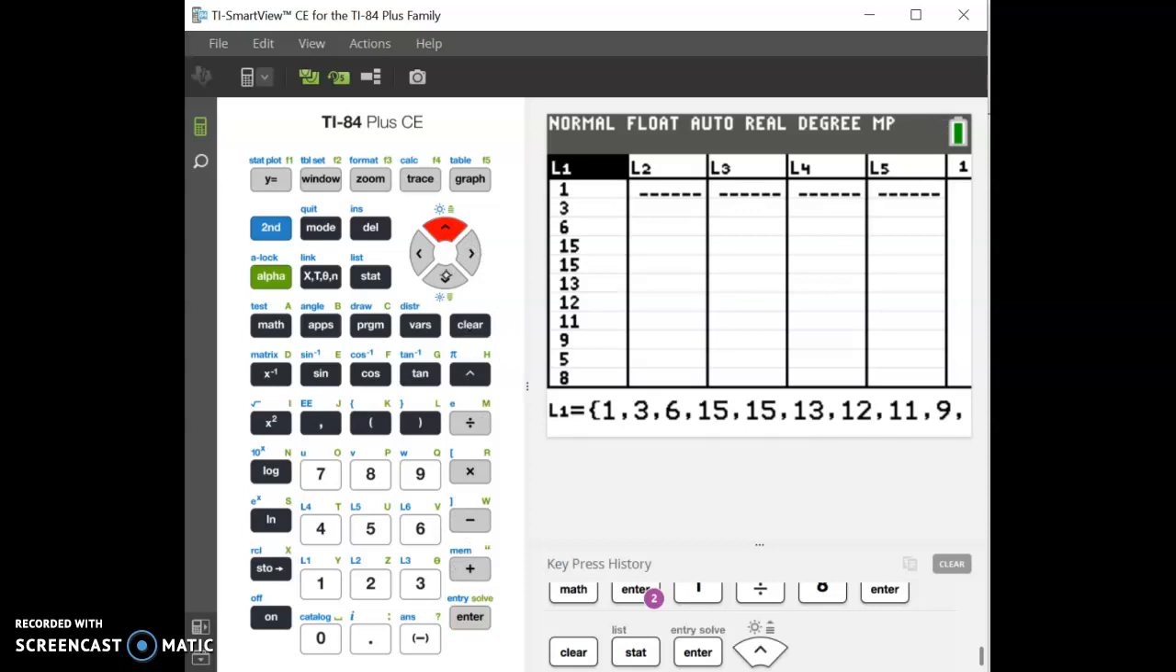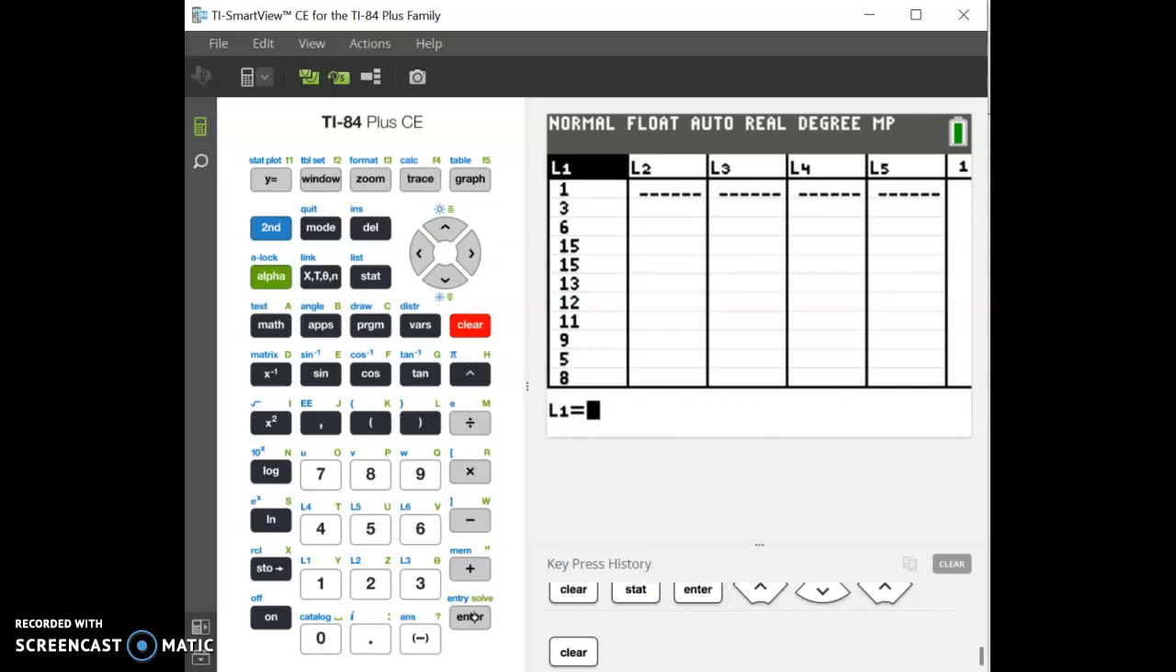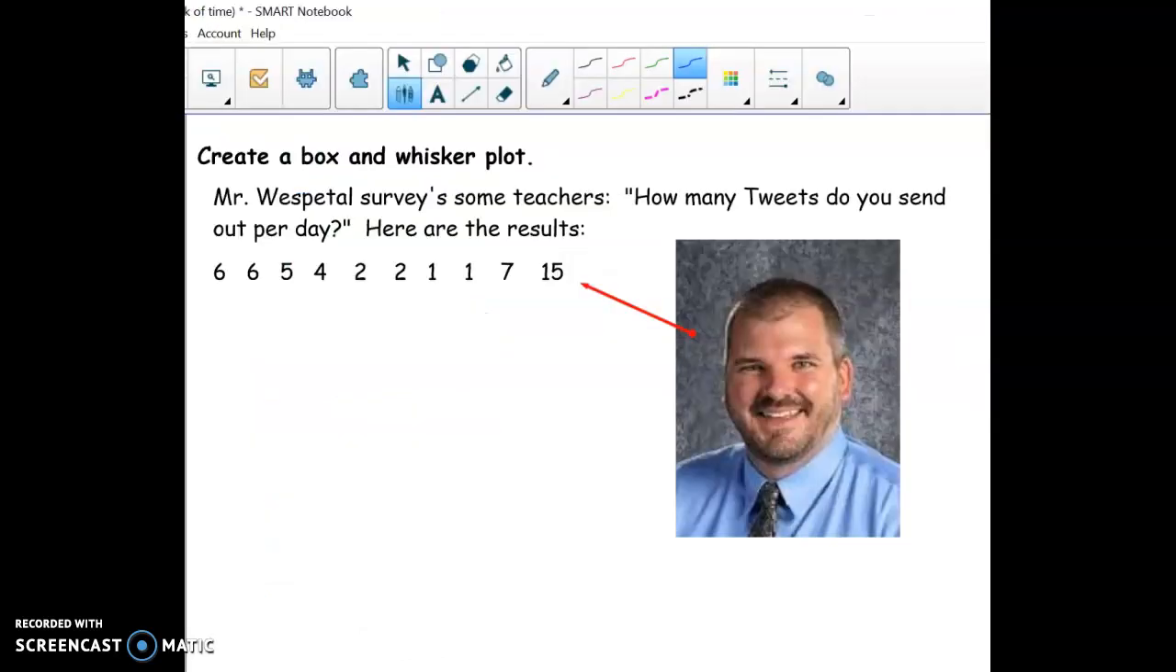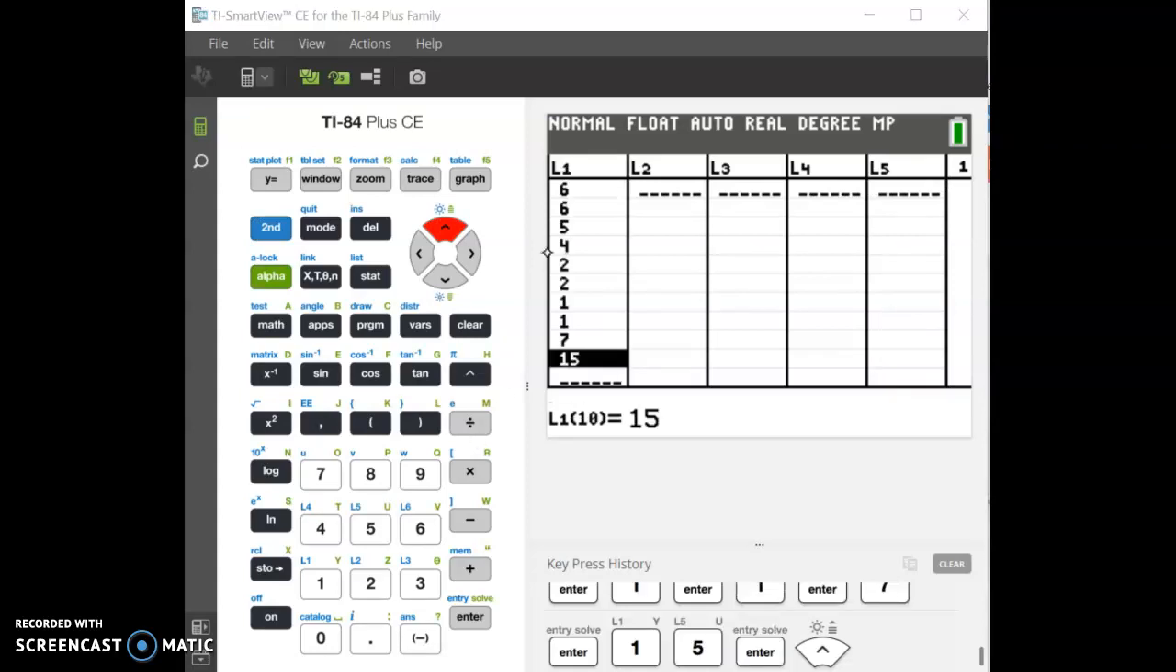So I'm going to clear them out. I'm going to go up here instead of clearing them one at a time, and hit clear and enter, and that'll clear them all out. Now I just have to enter all my data one at a time. So it'll take me a second, but I don't have to put them in order at least. So 6, 6, 5, 4, etc. All right, so enter them one at a time, hitting enter after each one.